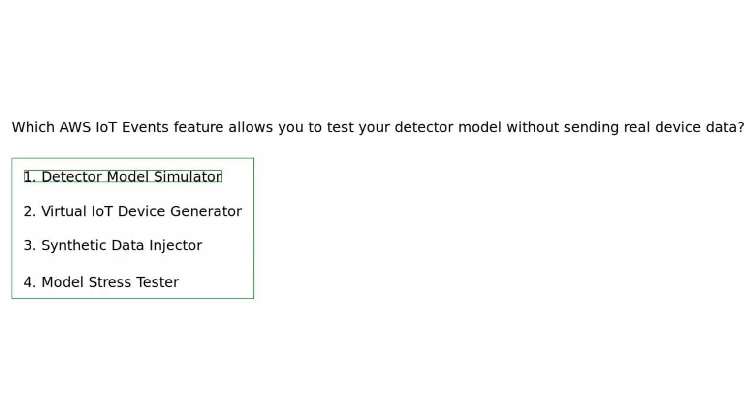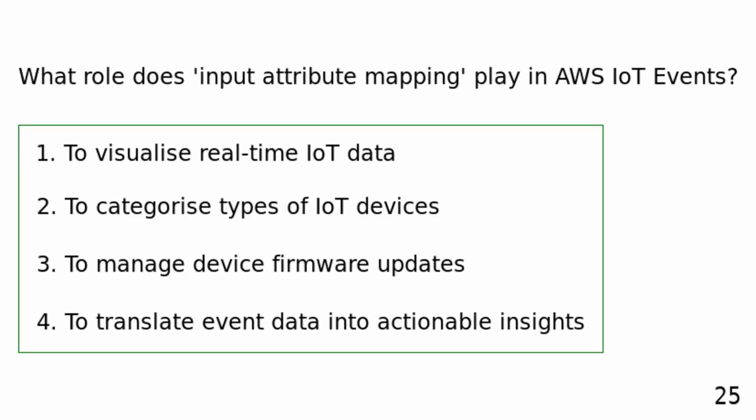The Detector Model Simulator in AWS IoT Events allows you to test your detector model without sending real device data. It enables you to create test scenarios, simulate inputs, and verify that your model transitions between states and triggers actions as expected. What role does input attribute mapping play in AWS IoT Events?